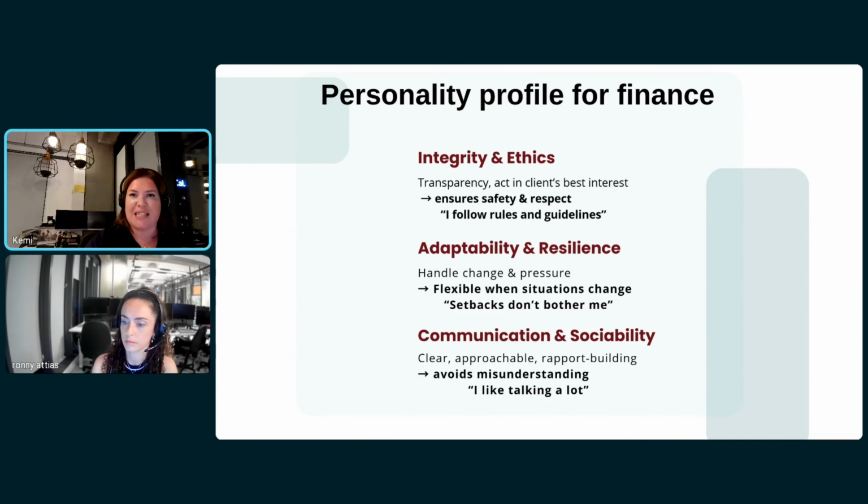You want to balance all of these profiles, all of these scales. You don't want to be too high, too low. We will talk about this. But these are specifically the traits that will be most important in financial roles.